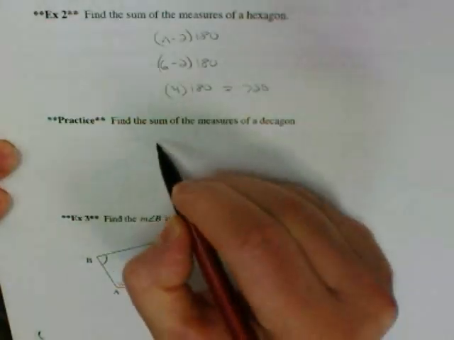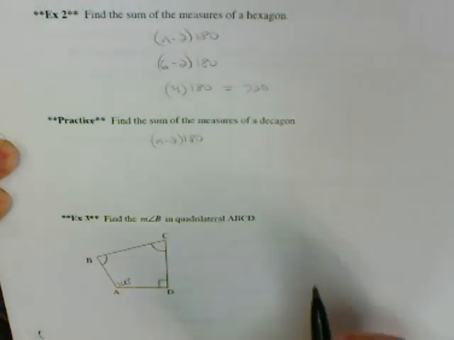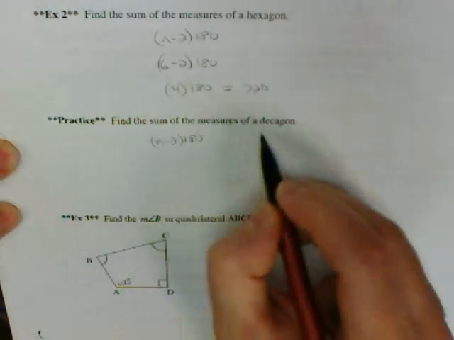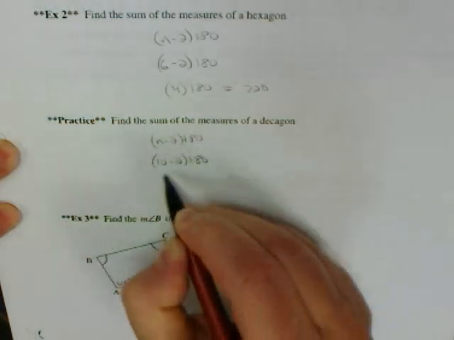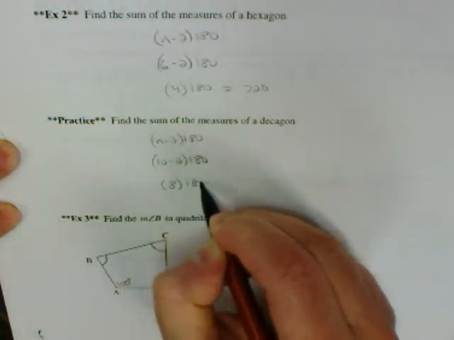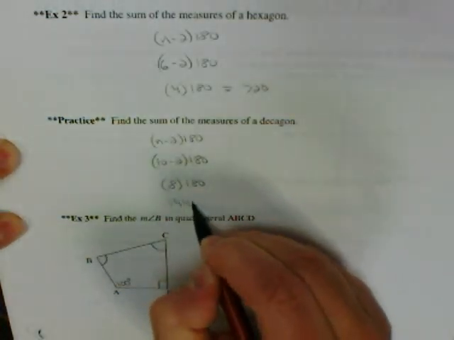Alright, to go over the answer for the practice problem here, you're going to start with the same expression for the sum of the measures of the interior angles of a decagon. The decagon's got 10 sides, so that's what we're going to put in for n. We're going to subtract first and get 8. And now you need to multiply 8 times 180, and that gives you 1,440.